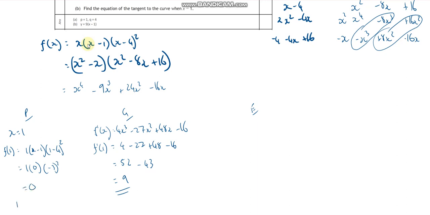So my point is x is 1 and y is 0, and let's substitute that into the equation. So y take away b is equal to m brackets x minus a. So y is equal to 9x take away 9.